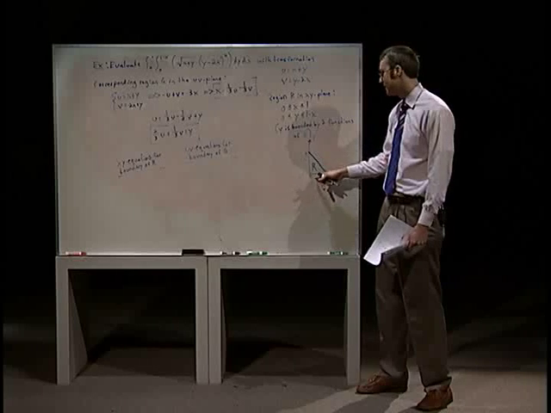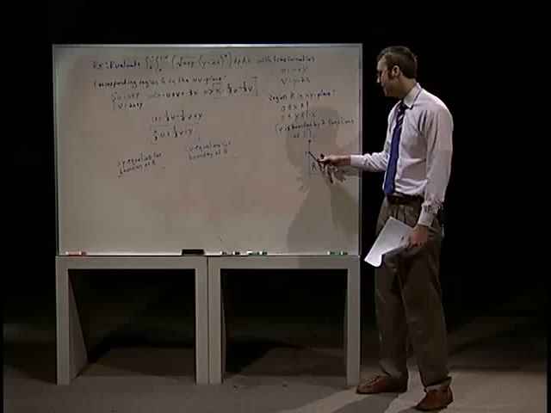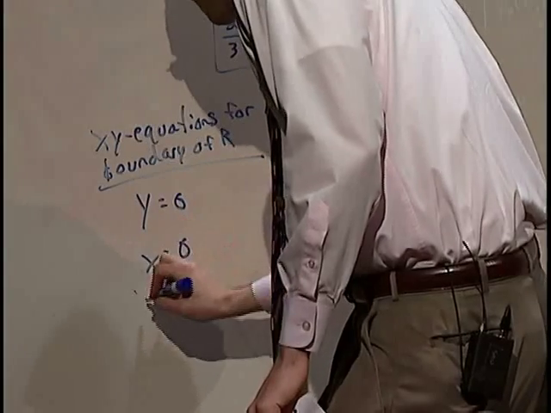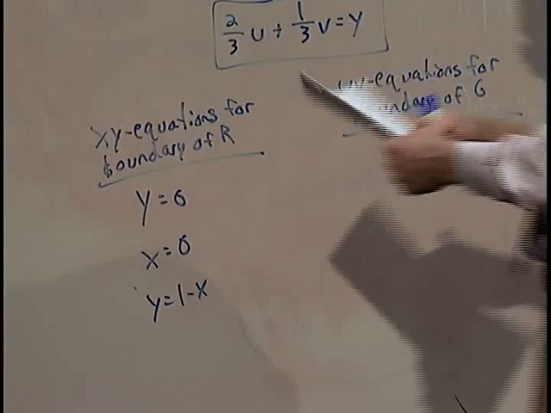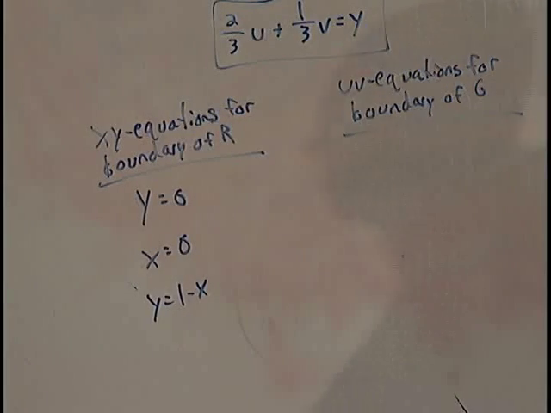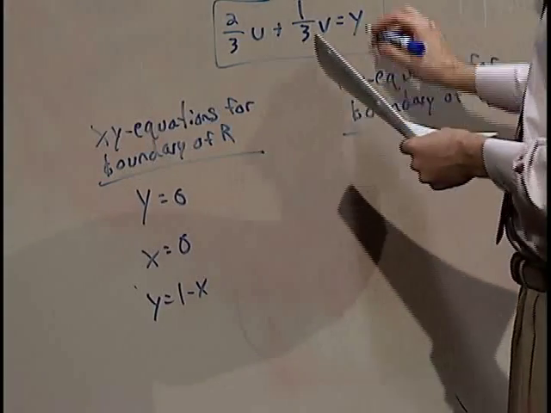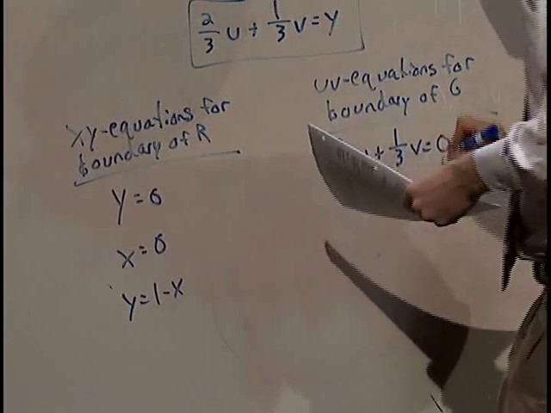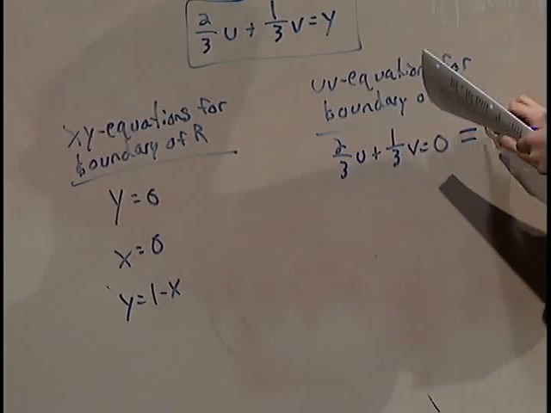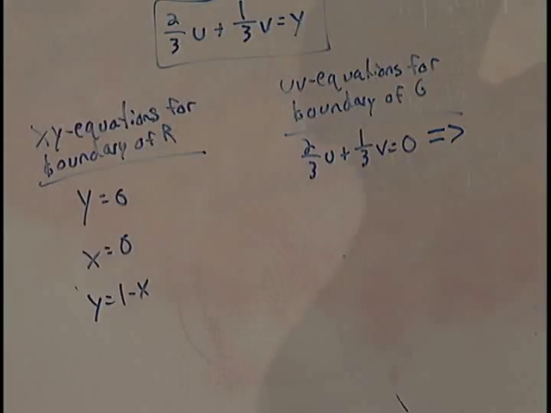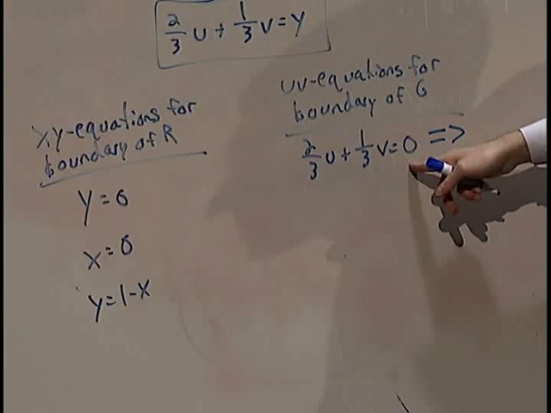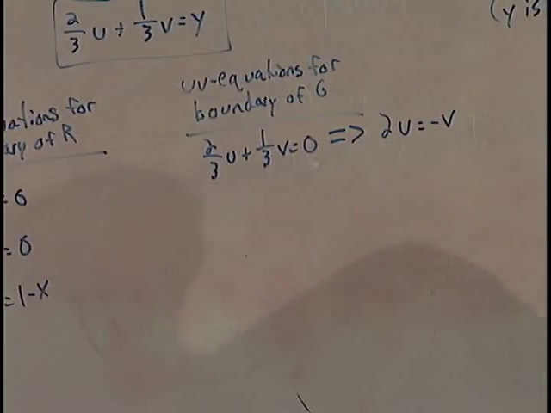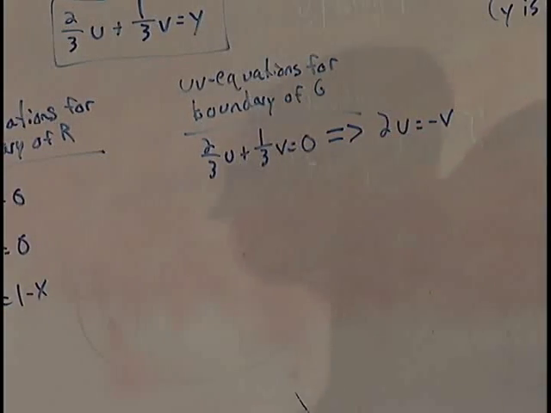This time our X and Y region is bounded by three different curves. It's bounded by this part of the Y-axis, this part of the X-axis, and this line. So our bounding curves are Y equals 0, X equals 0, and Y equals 1 minus X. Y equals 0 means that we have 2/3 U plus 1/3 V equals 0. If we move the 1/3 V to the other side and multiply by 3, we get 2U equals negative V.